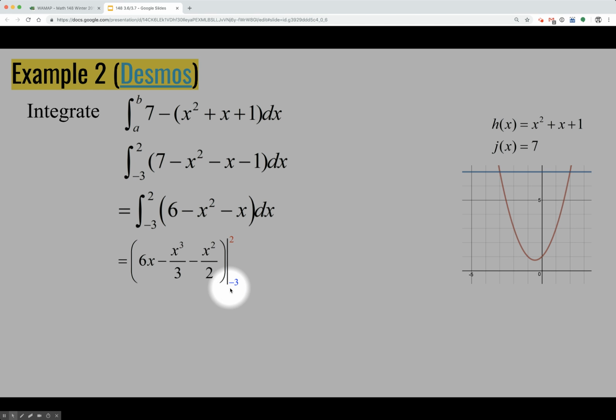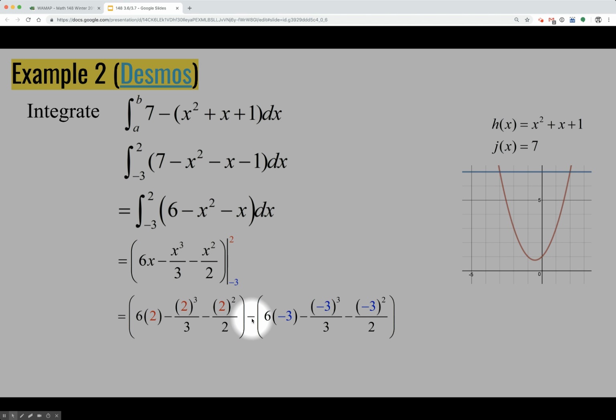We are integrating from the lower limit of x equals -3 up to the upper limit of x equals 2. So that means we're going to have to substitute both 2 and -3 into this antiderivative, and then subtract those two results, which is what the fundamental theorem of calculus says. So you can see here I've done that. I've plugged 2 into the antiderivative over here in this left set of parentheses, and I've plugged -3 into the antiderivative in this right set of parentheses.